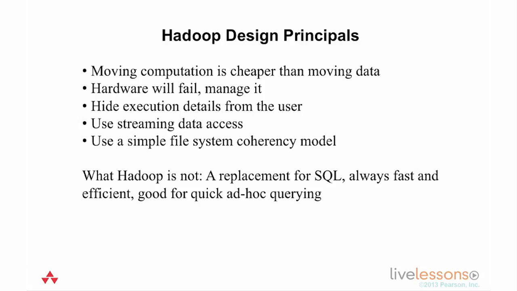And finally, because of the functional nature of the MapReduce process, we're going to use a simple file system coherency model. And that may seem a little strange at first to most people. However, in light of how Hadoop is designed in the MapReduce process, it makes perfect sense. And there will be some restrictions on what we can do with files, but once we see the advantages we get by treating files in this way, we'll certainly take them as a good thing.